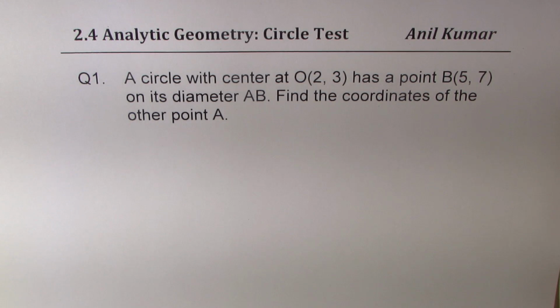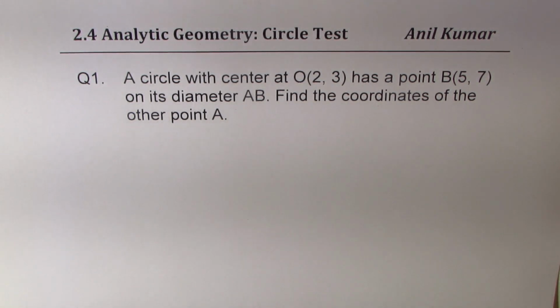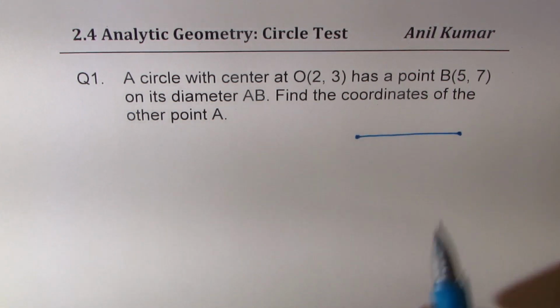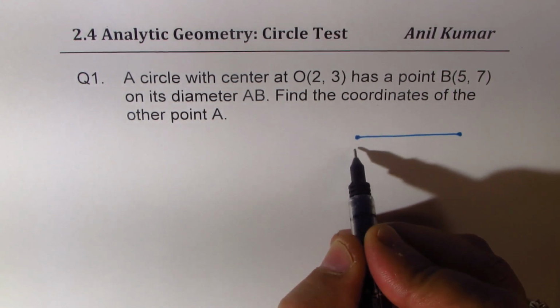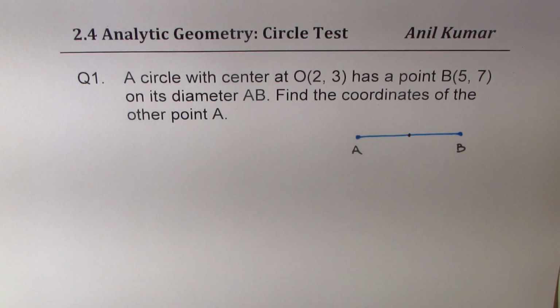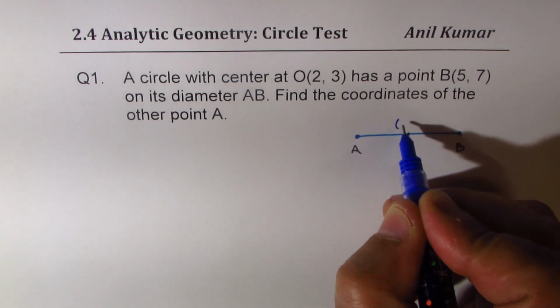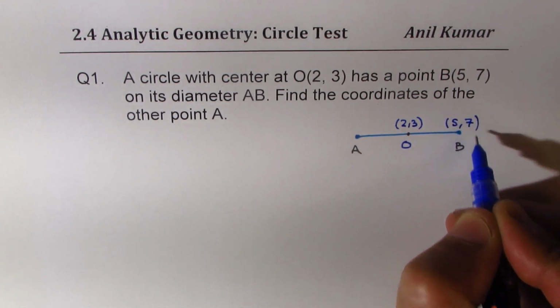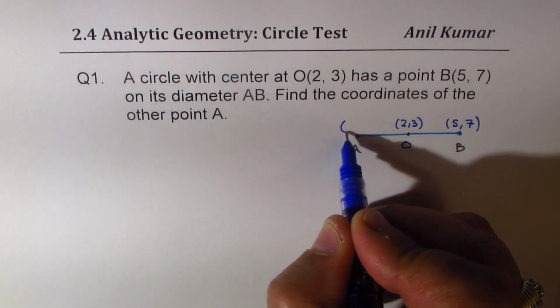Question number 1. A circle with center at O(2, 3) has a point B(5, 7) on its diameter AB. Find the coordinates of the other point A. Now in this question, we are given that the diameter is AB, whose midpoint is given to us and coordinates of B is given to us. With midpoint at O, which is (2, 3), and coordinates of B given as (5, 7), we need to find coordinates of A. So let it be (x, y).